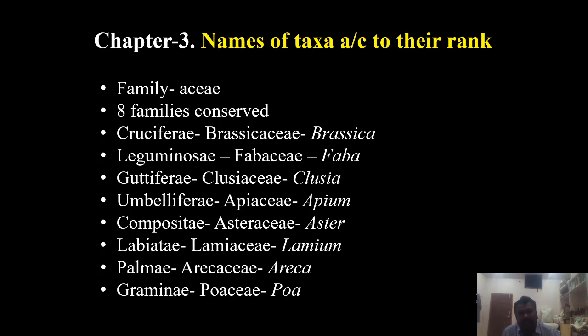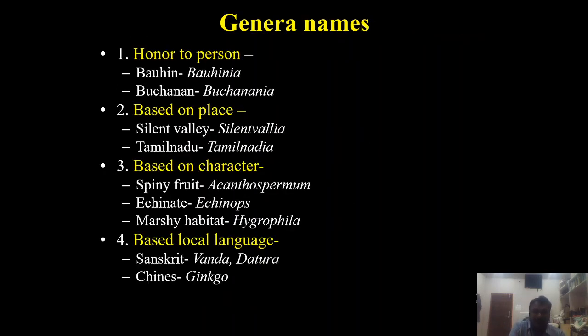Labiatae, Lamiaceae, Lamium is the type genus. Palmae, Arecaceae is the new name, and Areca is the type genus. Gramineae, Poaceae is the new name, and Poa is the type genus. Let's come to the genera names. How are we going to name a genus? It is based on several considerations, different ideas. We are going to discuss one or two examples here.